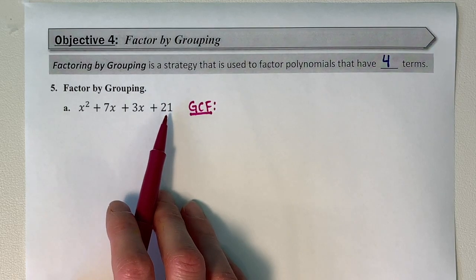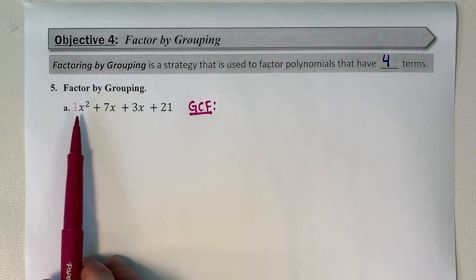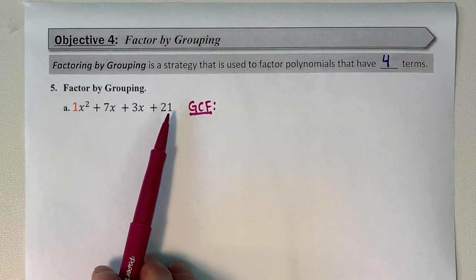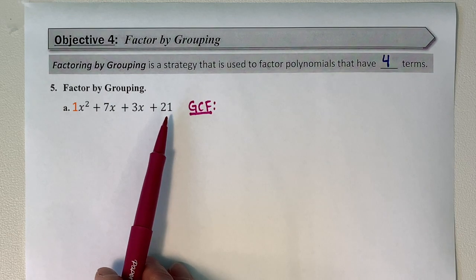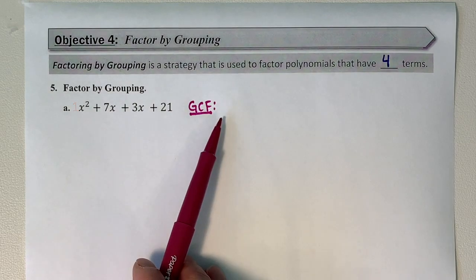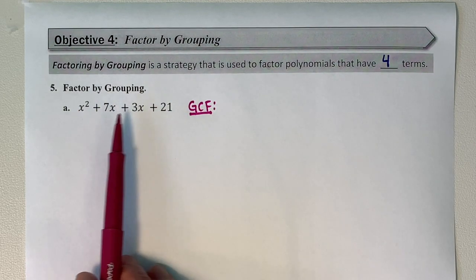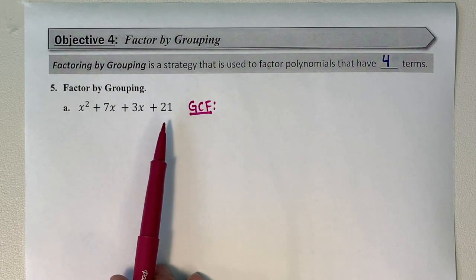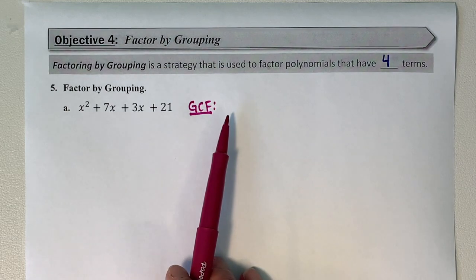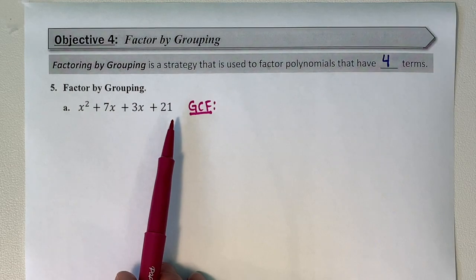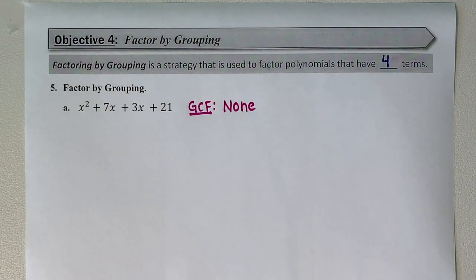To start, let's look at the coefficients. The coefficient of this x squared term is a 1, so we have a coefficient of 1, 7, 3, and 21. There are no numbers other than 1 that multiply evenly into all 4 of these coefficients. Also notice that all terms do not have a variable. We do not see an x in this term here. So since all terms do not have an x, we cannot put an x in our GCF. So here's an example of a problem that does not have a GCF. So once you check for a GCF, now we want to proceed to factor by grouping.